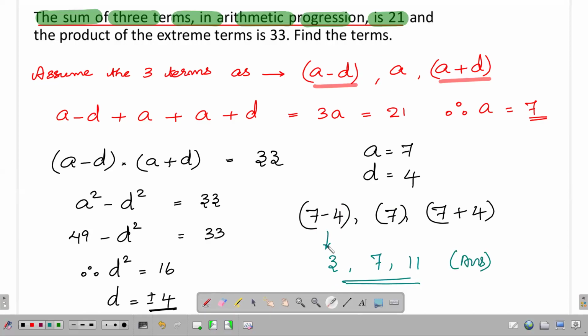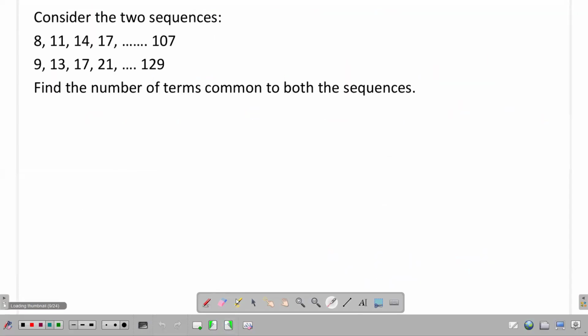You can see all the conditions are satisfied. Sum of the 3 terms: 3 plus 7 is 10, 10 plus 11 is equal to 21. The product of the extreme terms, 3 into 11, is equal to 33. That is also seen satisfied. So the 3 terms are 3, 7 and 11. Make a note of this. So that is bringing a conclusion to that 7th question. Let's consider the next question here.